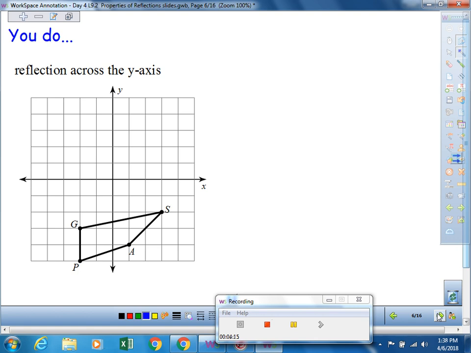All right, next step. Write this one on top of it. Write reflection across the y-axis.